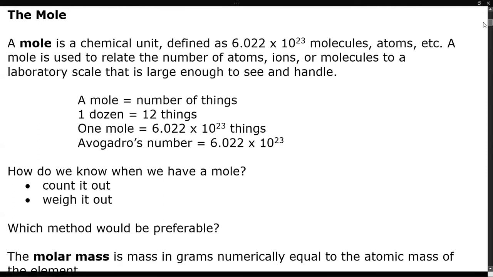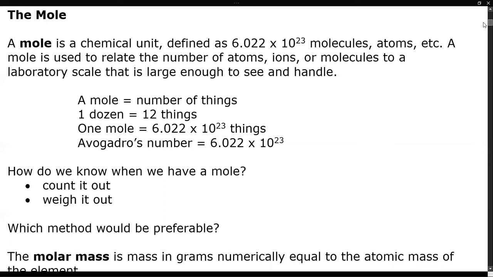We're talking about a chemical unit, and it's defined as 6.022 times 10 to the 23rd molecules, atoms, whatever you want to put in that spot. A mole is used to relate atoms or ions, those numbers of things, to a scale that's large enough for us to work with in the laboratory. But just because a mole represents a large number, you shouldn't think that it's not an easy enough concept. Just like a dozen is 12 things, a mole is 6.022 times 10 to the 23rd things, which is represented by Avogadro's number.